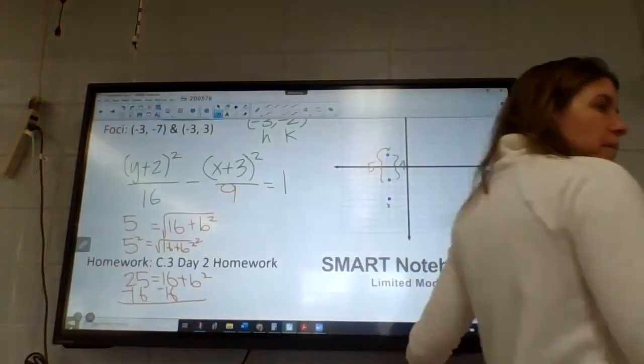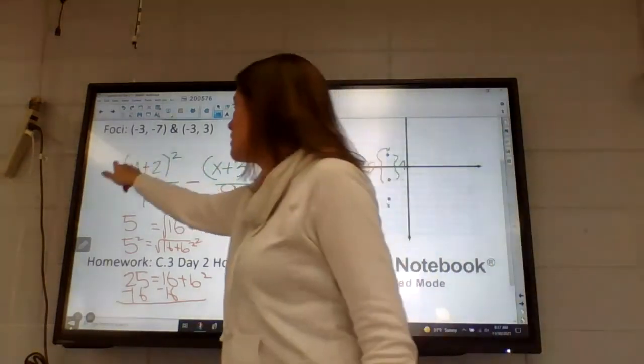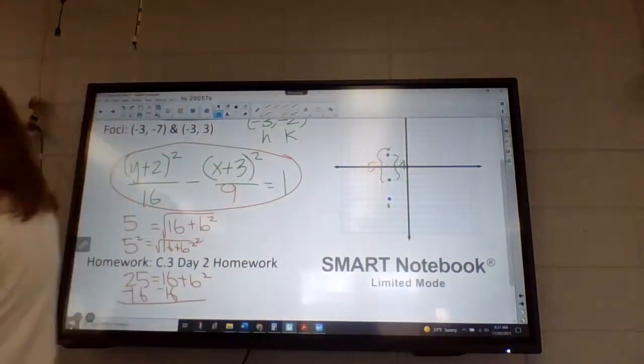So it takes a little bit more work to find that other value, but there's our equation then. And technically I didn't ask you to graph it, but you could if you wanted to, but you don't need to. We just need that big equation. So our hyperbola. All right, questions? Okay, I'll get you guys homework.